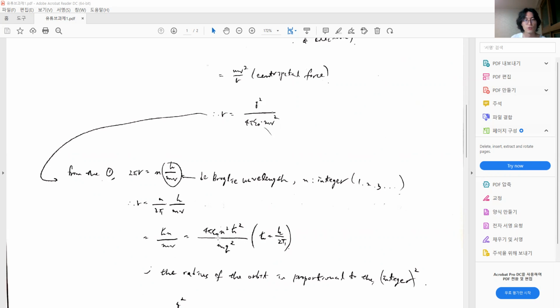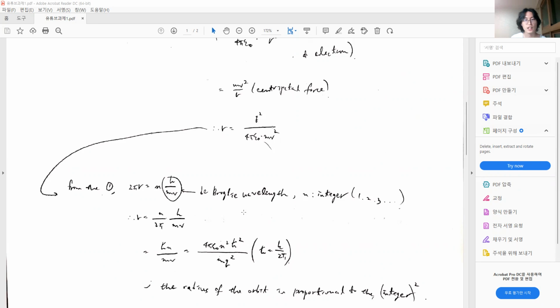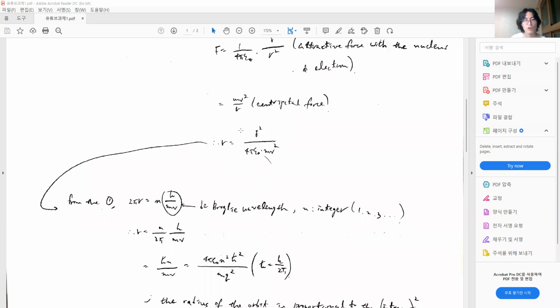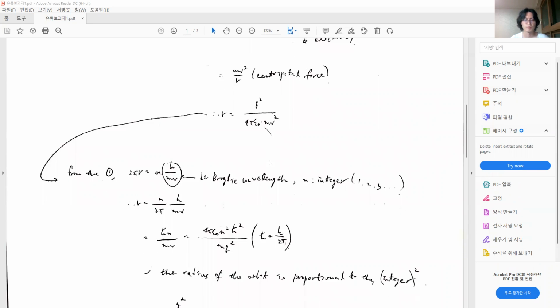and this can be reorganized as 4 pi epsilon 0 n square h bar square over mq square, as I explained about the equation of r, which equals q square over 4 pi epsilon 0 multiplied by mv square.